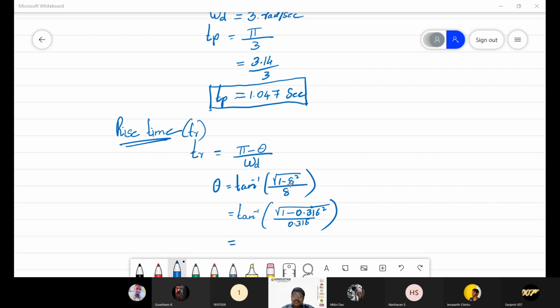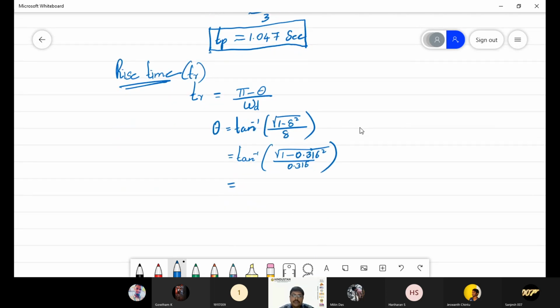Now please put your calculators in the radian mode and calculate. While you are finding theta, please put your calculator in the radian mode. Why? Because we don't want theta in degrees, because all the values are in radian now. That's why I gave radian per second. Therefore, while taking the tan inverse, please use the radian mode. So I hope you will get 1.249 radian, right? That is the value of theta.